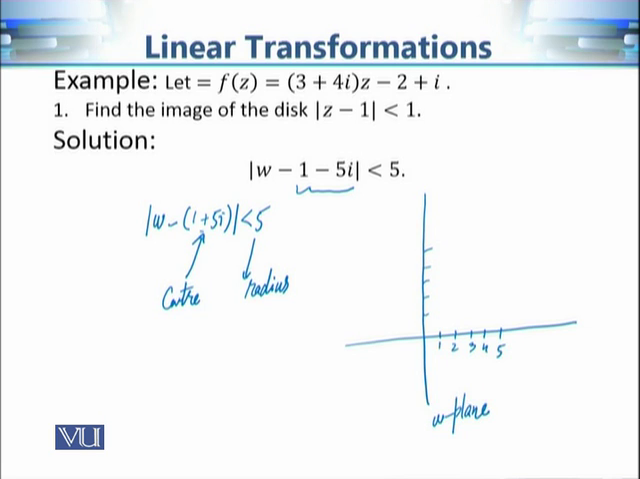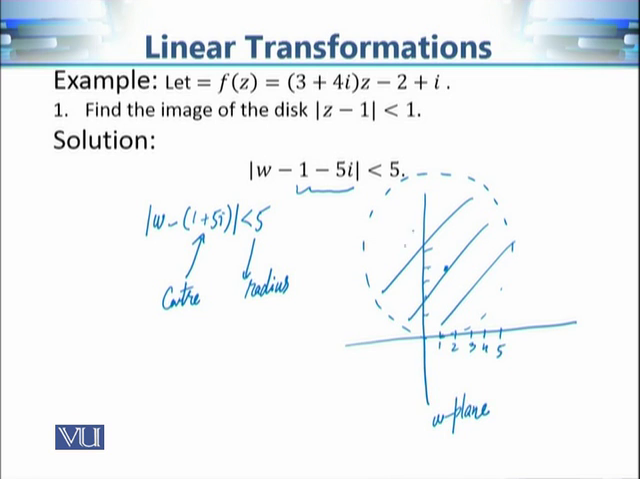So what is the center? The center is 1 plus 5 iota. So 1, 2, 3, 4, 5. So this is the center of our disk. And what is the radius? The radius is 5. So in other words, it will be something like that.